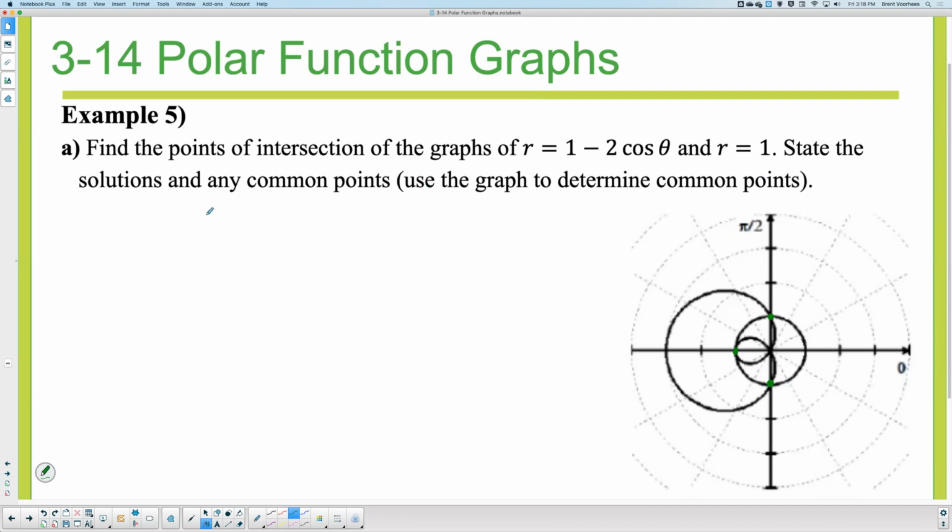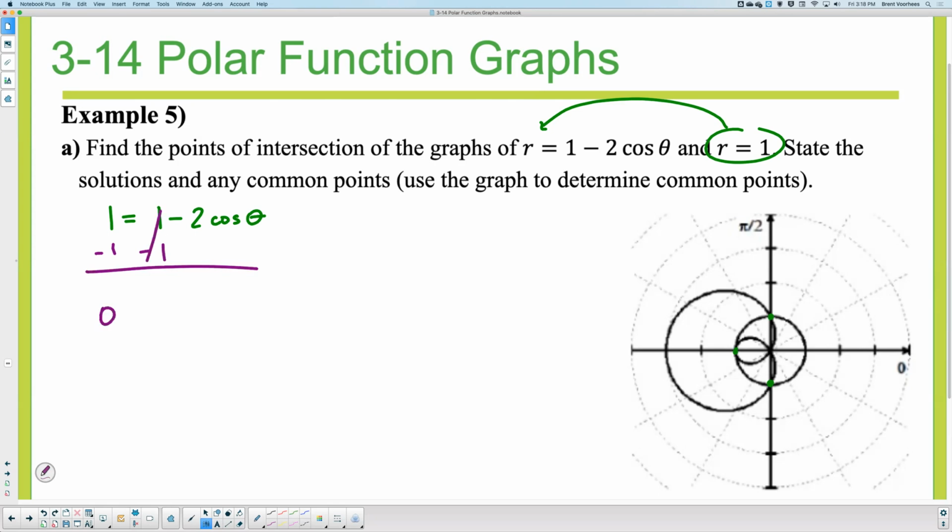But common points mean those are common points, but they might not actually be solutions. So what we have to do is solve this. So what do I do? I substitute. The shared variable here is r. So I'm just going to plug 1 in for this r. I'm going to substitute this in right there. And so I have 1 equals 1 minus 2 cosine theta. And we're going to solve this. So if I solve, I would subtract 1 from both sides. And I have 0 equals -2 cosine of theta. Divide by -2. It just removes the -2 coefficient. 0 divided by -2 is still 0.